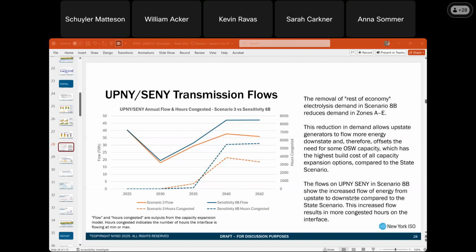So the flows, as we can see, have increased from upstate to downstate compared to the state scenario. But this also comes at the expense of more congested hours on this interface. So hopefully that provides some context and insight on how it's actually decreasing that offshore wind. Are there any questions on this part?